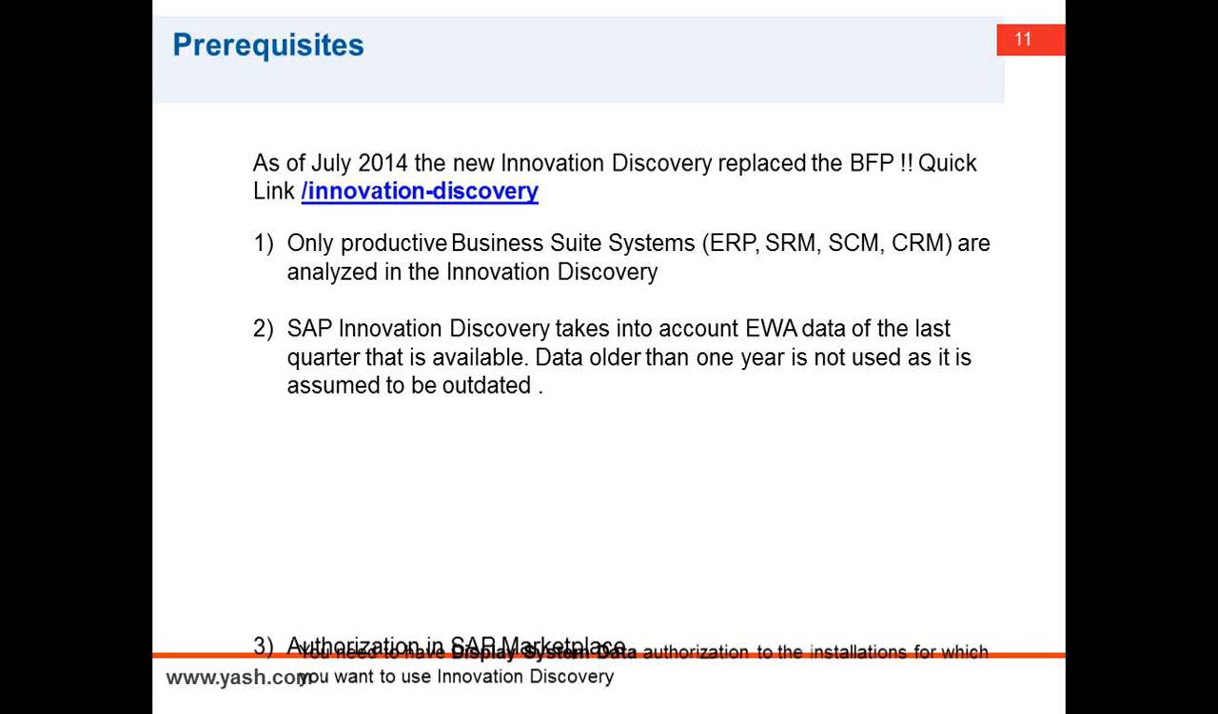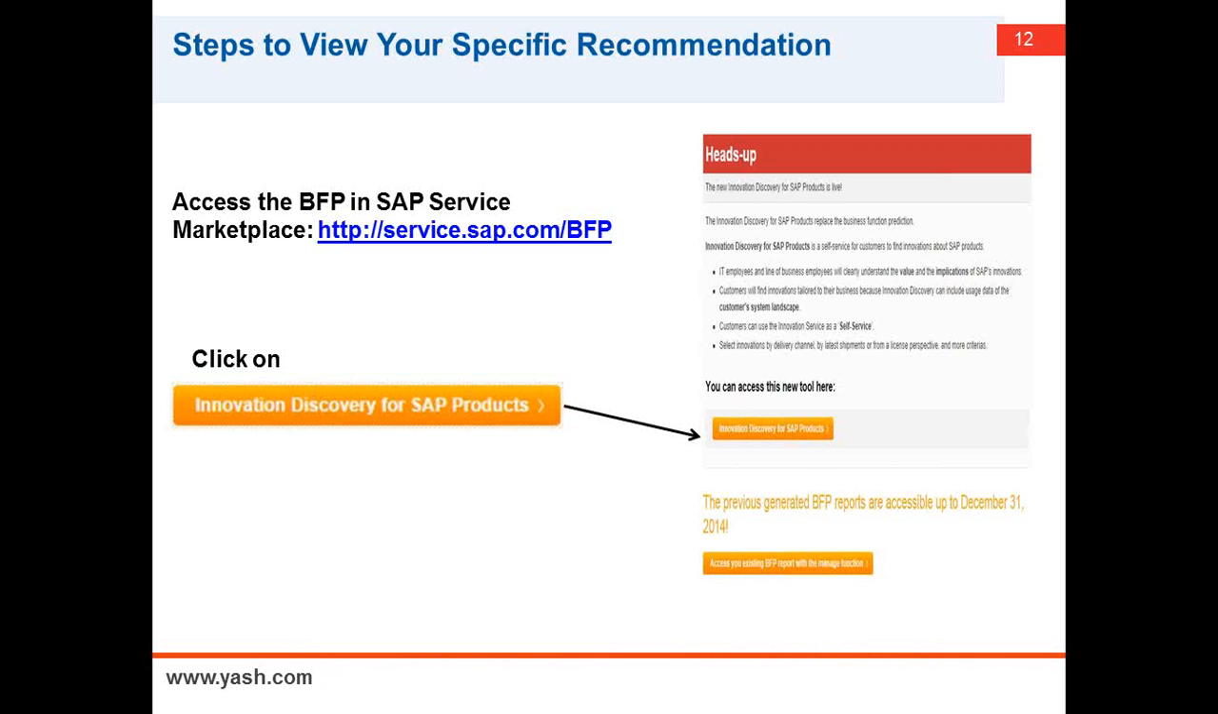However, you have another button at the bottom which says the previously generated BFP reports are accessible up to December 31st, 2014. In the prerequisites, we have seen that innovation discovery replaced the BFP. So if you used business function prediction previously, and you have any reports in SAP Marketplace, make sure you download those reports to your local computers. Otherwise, starting from January 1st, 2015, those reports won't be available anymore in Marketplace.